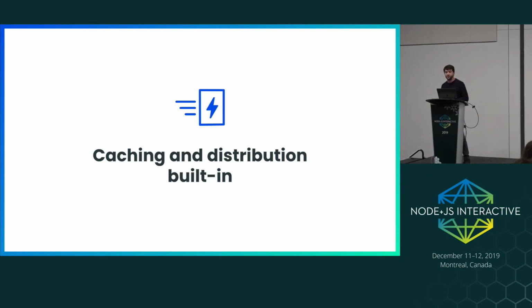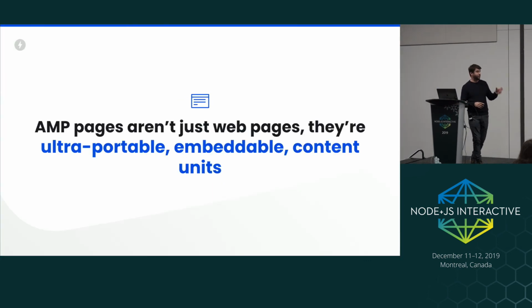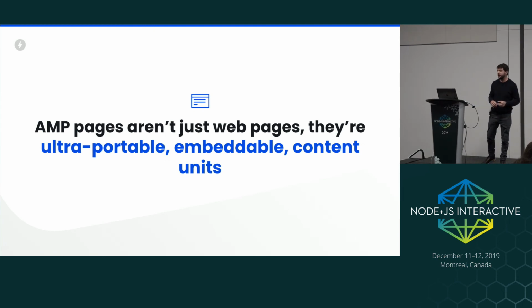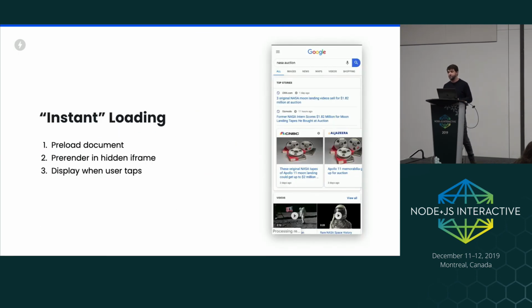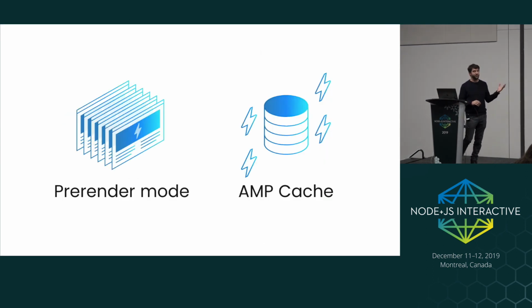Caching and distribution is also built into AMP. It's an important part about how it stays performant. AMP pages aren't just web documents. They're ultra-portable, embeddable content units. The idea is to be able to distribute them and load them independently of a root origin. And this is what we call instant loading. So for instance, here on a Google search results page, AMP documents can be loaded in the background. So when the user clicks on them, they're instantly available. To support this, AMP has something called a Prerender Mode internally inside of it. All of the components do not expose this through their API contract, but deal with it internally.